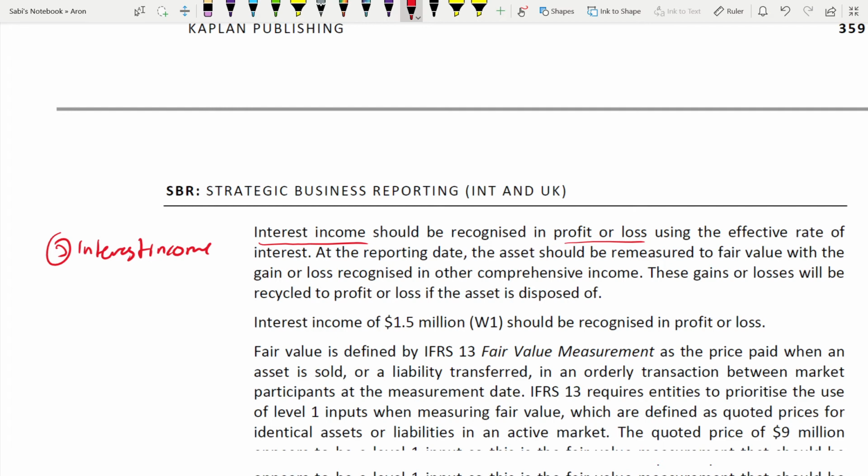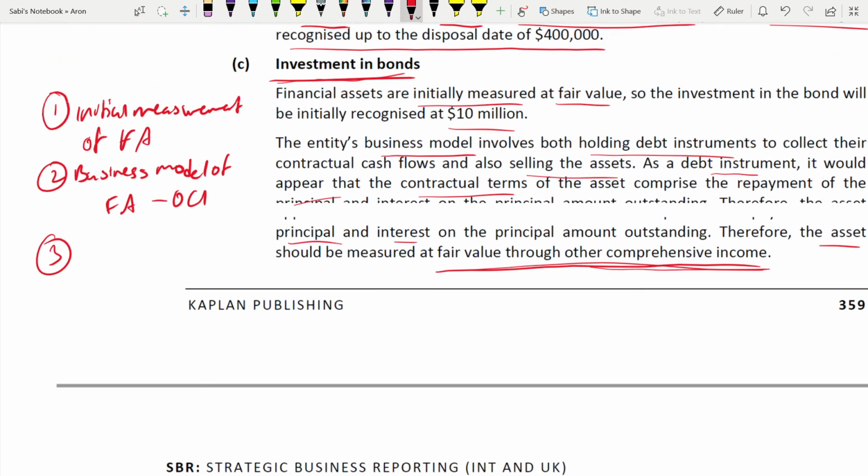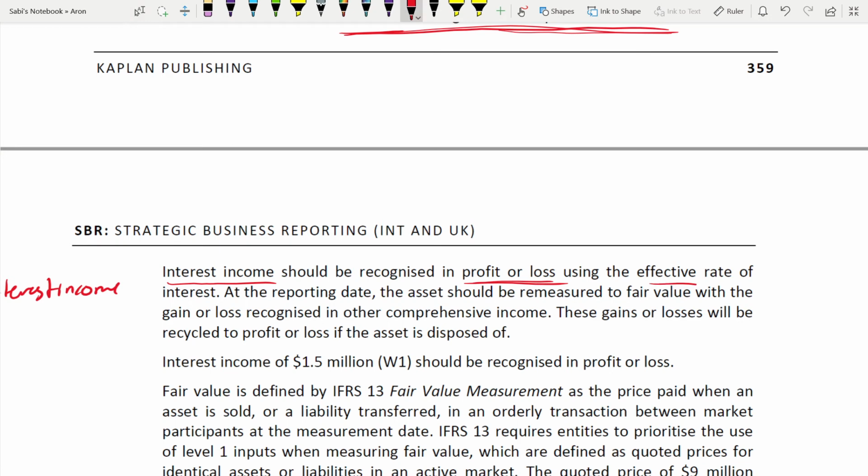Why? Interest income goes to profit and loss. Only if anything changes to fair value, that remeasurement of fair value will go to other comprehensive income. Please understand this. Just because this is other comprehensive income, this is fair value, does not mean interest income also will go there. Interest income will be going to profit and loss only. Using what? Effective rate of interest. Okay, always effective rate of interest. They will give you that. They will provide you with that.